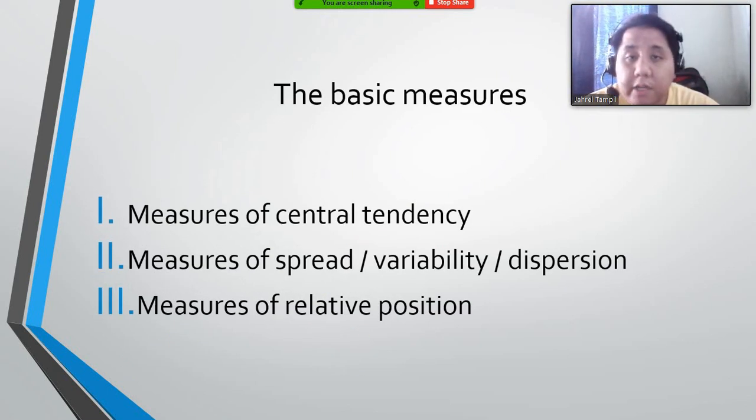Now, for numerically describing our data, we have different measures, but we're only going to talk about three basic measures: the measures of central tendency, or the measure of center, the measure of spread, variability, and dispersion, and the measures of relative position. So these three measures are what we're going to focus on for numerically describing our data.